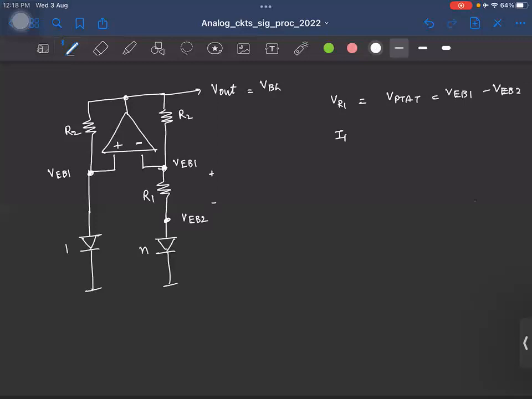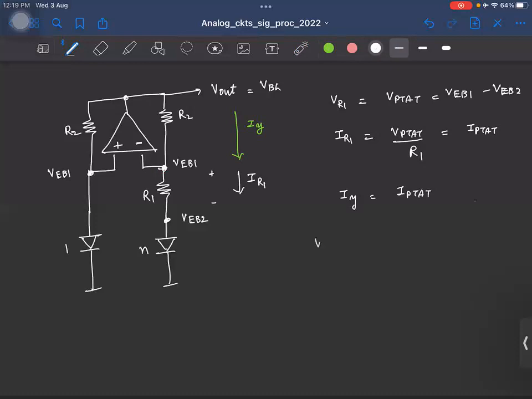Now, what is the current through the resistor in this direction? It's VPTAT by R1. Right? So this is basically a current which has the same property as a voltage, right? So now the same current will have to flow here also, right? Because the op amp doesn't take any current. Okay. So if I call this current IY, IY is IPTAT. Is that okay?